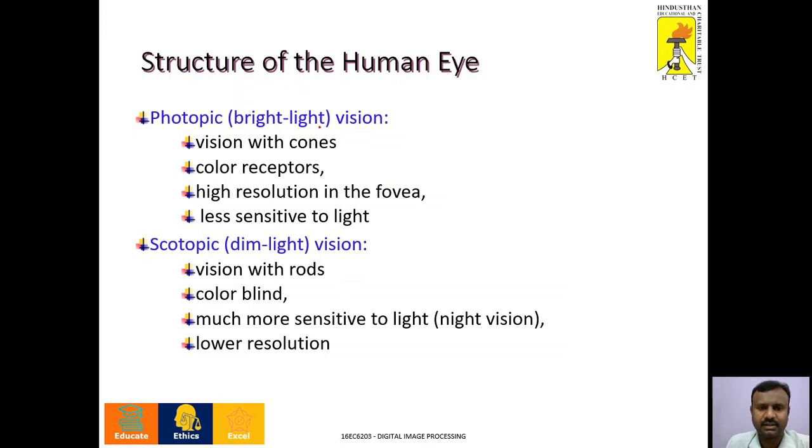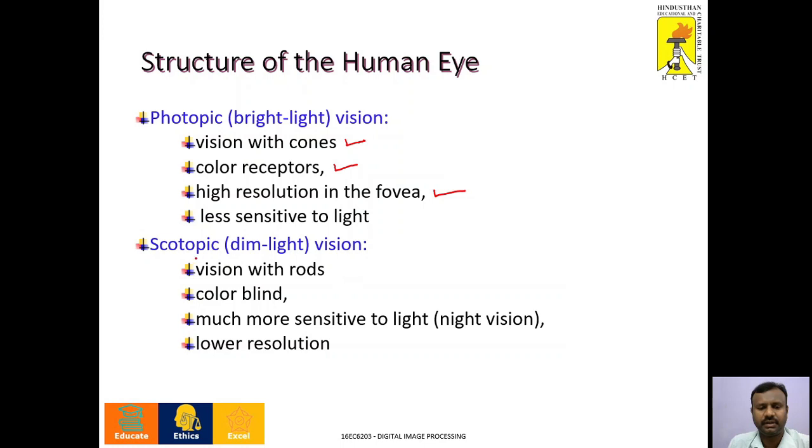Now, the characteristics of photopic vision: the cones are responsible for this photopic vision. They are the color receptors, the color discrimination is high, the resolution is high in the fovea, that is in bright light vision, and this is less sensitive to light.